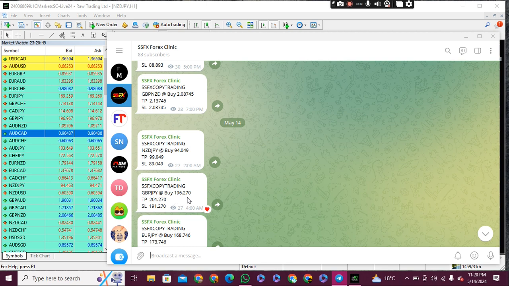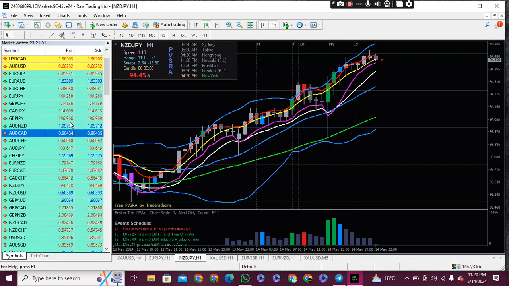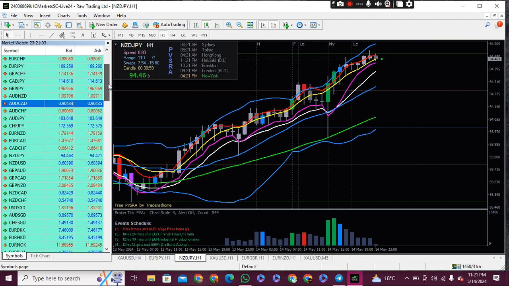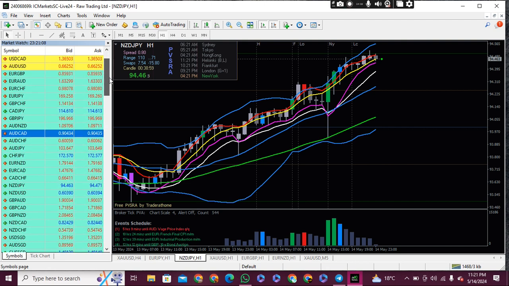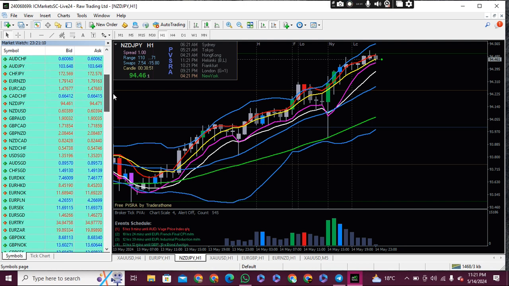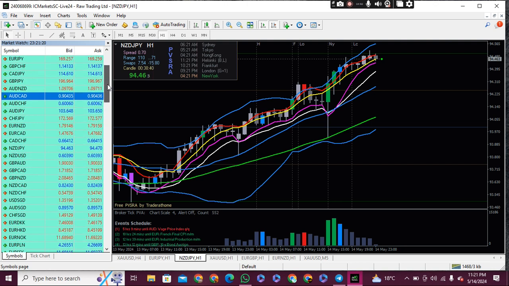So we have GBP JPY, sterling pound versus Japanese yen. We had a buy order from 196.27. This has been on a serious uptrend. Wait a minute, where is GBP JPY? Yeah, it's here.